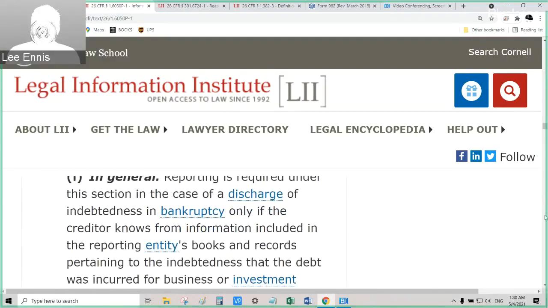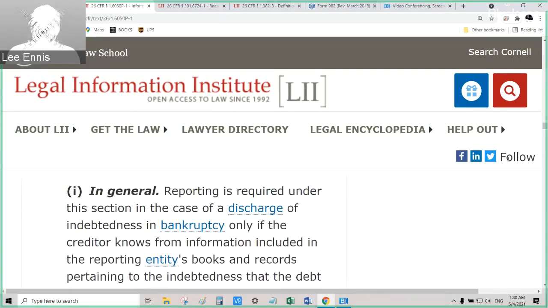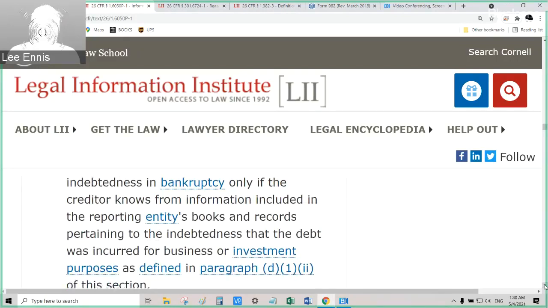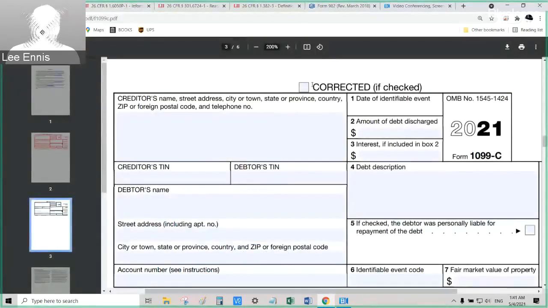All right, and so this kind of goes into exactly what I was saying before. So reporting is required under this section in the case of discharge of indebtedness and bankruptcy only if the creditor knows from information included in the reporting entity's books and records pertaining to the indebtedness that the debt was incurred for business or investment purposes. All right, so let's talk about that for a second. Typically, the debt that is being forgiven will not be for business purposes or for investment purposes. Typically, it's going to be for personal purposes. So if you just give someone a cash loan, that's going to be personal, right?